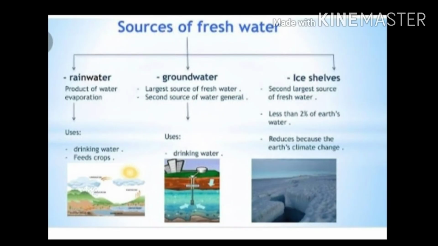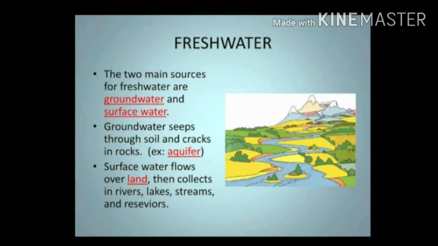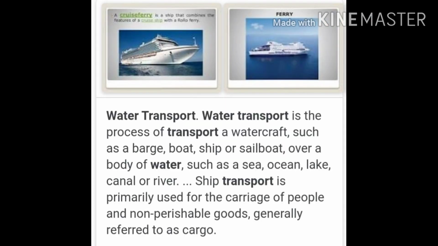This is used for running machines, watering crops, drinking, and in day-to-day life. Water absorbs more heat than any other liquid. That is why it lowers the temperature of the earth. Water bodies are also used as a mode of transport, and when people started using it for their business or trade, they started finding new lands and people started settling there.